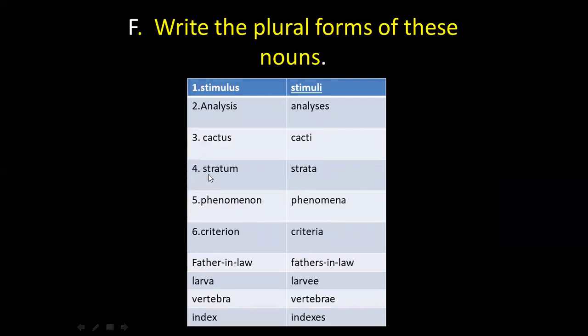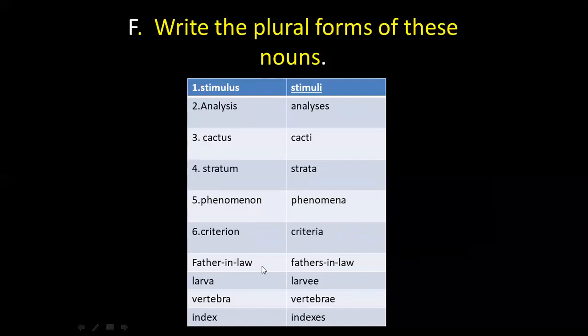Cactus, cacti. The rule for words ending with us is that we change us to i. Cactus, cacti. Stratum, strata. The first one, um changes into a. In a similar way, phenomenon, phenomena; criterion, criteria; father-in-law, fathers-in-law.